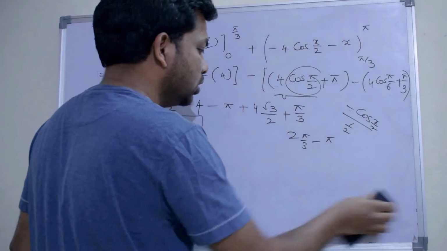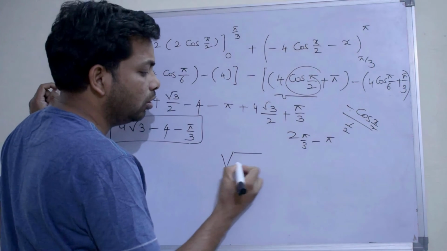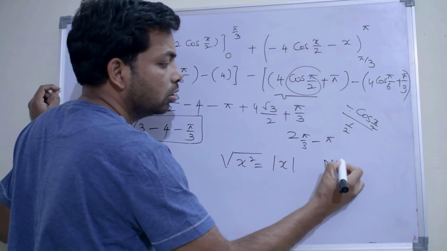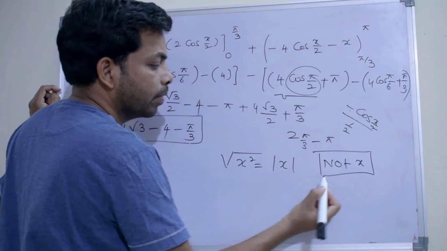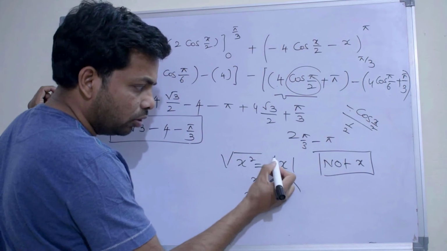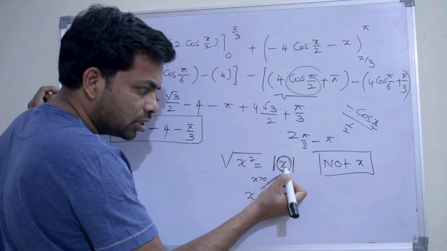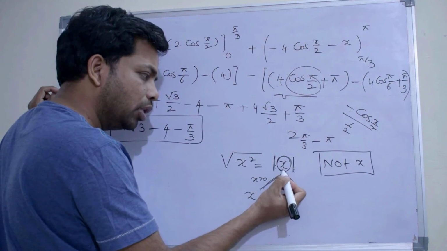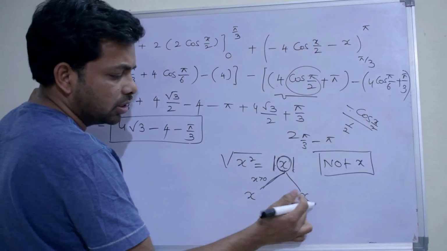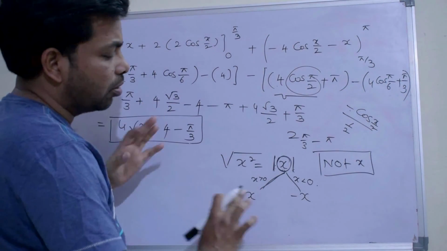So here I'll repeat two important things now. One important thing is: root of x square is mod x, not x. And mod x value is x if x is positive. So if you know the value inside the mod is positive, you have to write it as itself. If the function or the value inside the mod is negative, what you have to write? x, but with an extra minus. So mod x value is minus x if x is negative. This is the important point in this problem.